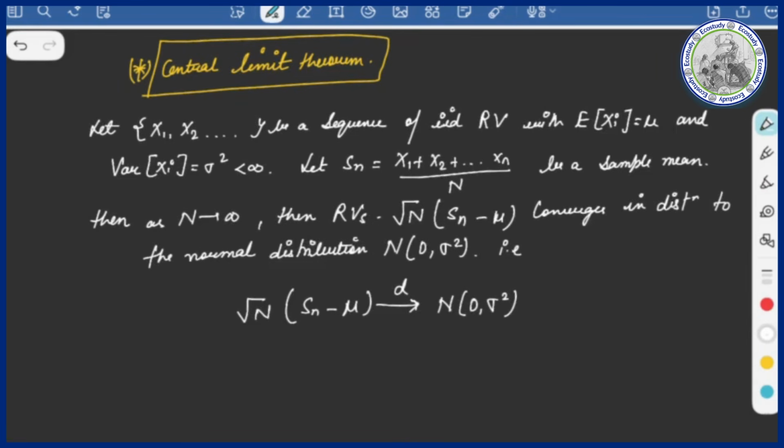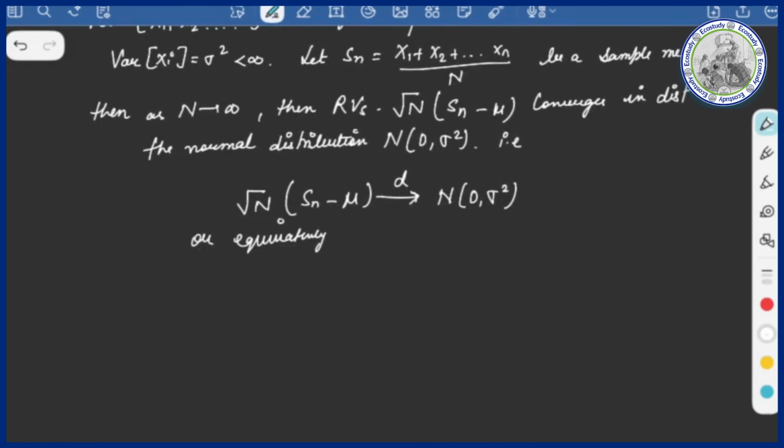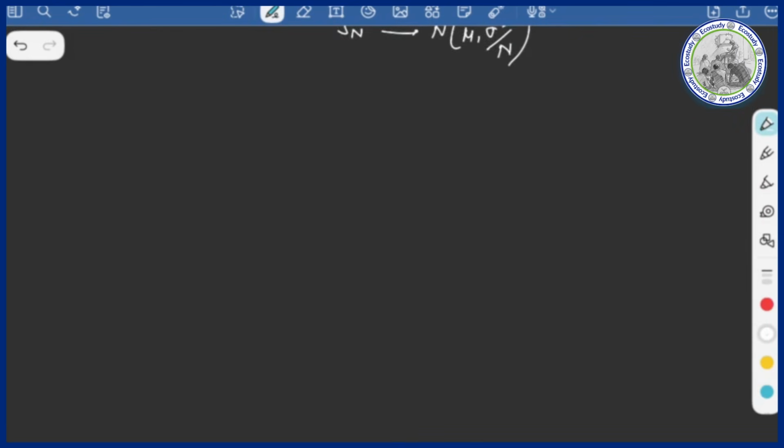Or equivalently, we can write Sn is distributed as normal mu, sigma square upon n. Now let's see the second part of this.